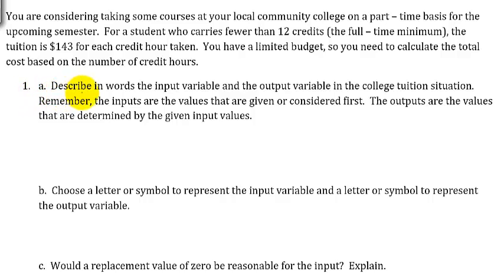Number 1A, describe in words the input variable and the output variable in the college tuition situation. Remember, the inputs are the values that are given or considered first. The outputs are the values that are determined by the given inputs. So, tuition is $143 for each credit hour that you take. And so your total cost depends on how many credits you take.